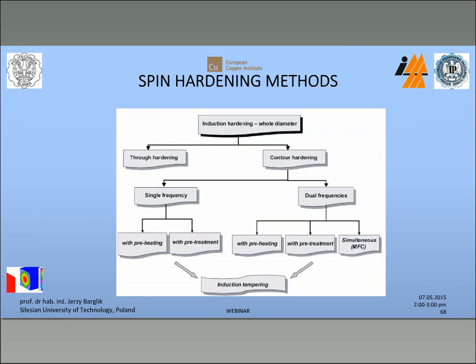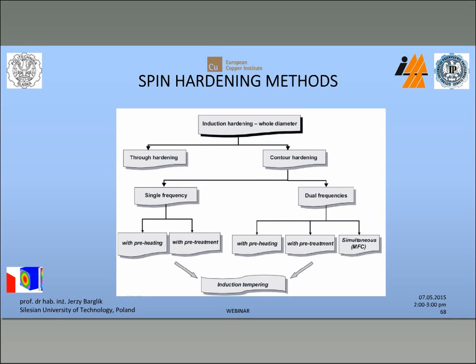And of course, if we consider spin hardening methods, we should think about through hardening, which is very not often applied, and contour hardening by single frequency or by dual frequency with preheating or with pretreatment. And of course, it could also be done as a simultaneous process, which is very good, but not very easy to do.